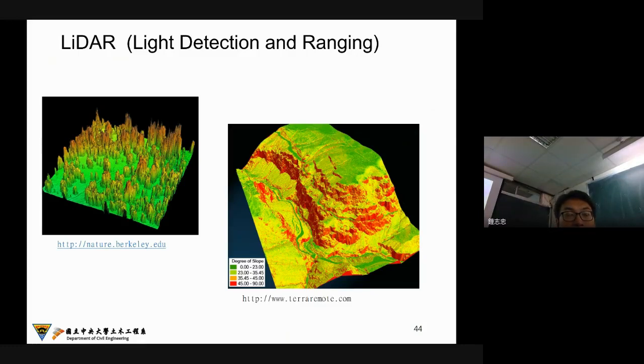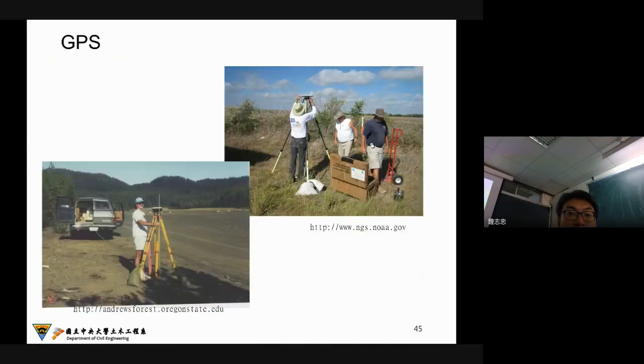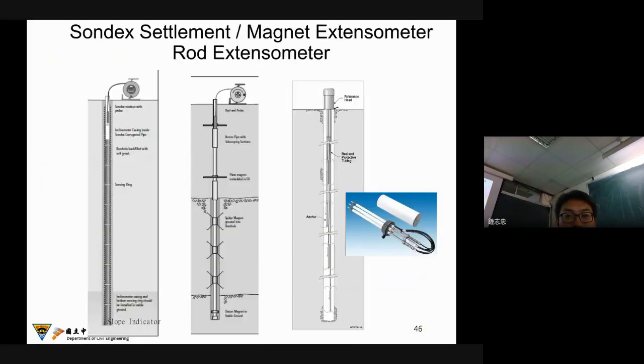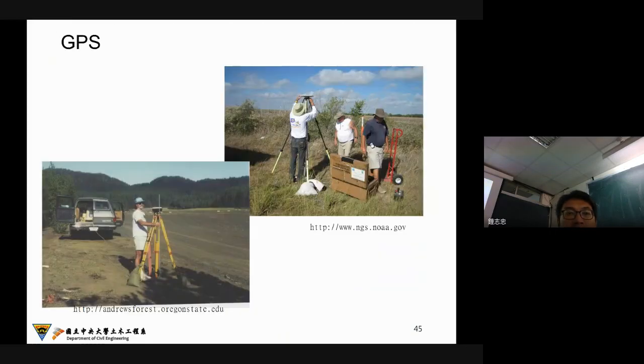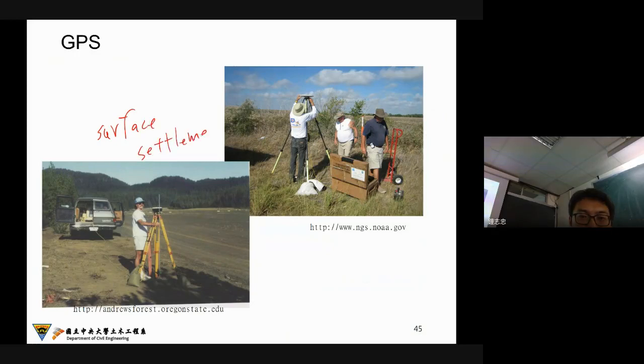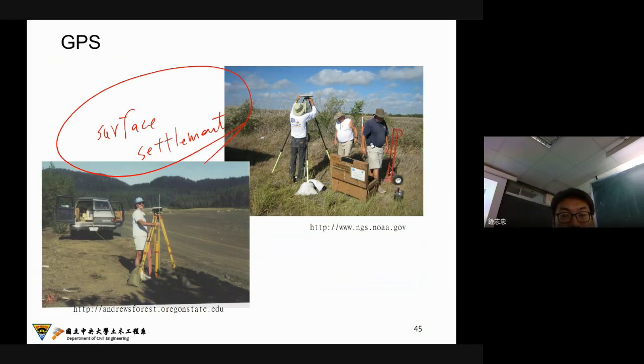So this is what we call the laser. Also you can use the GPS, we already showed that. And this is only for the surface. Sorry, this is only for the surface settlement. I mean the summation of all the settlement in the surface, the ground surface.